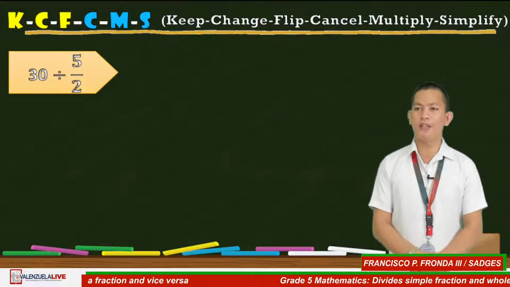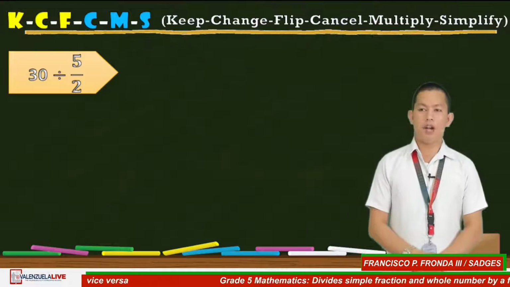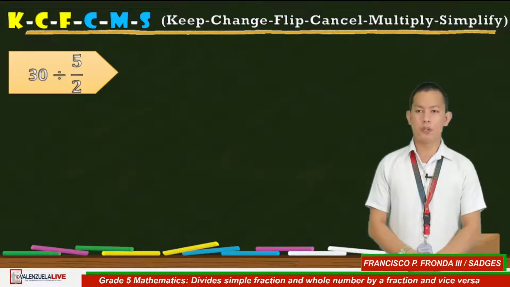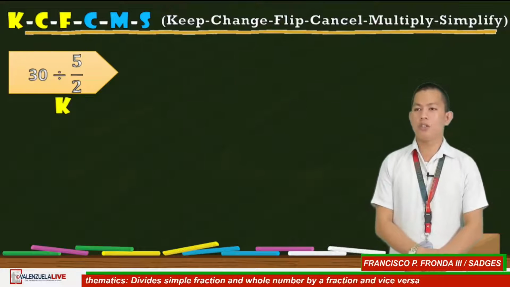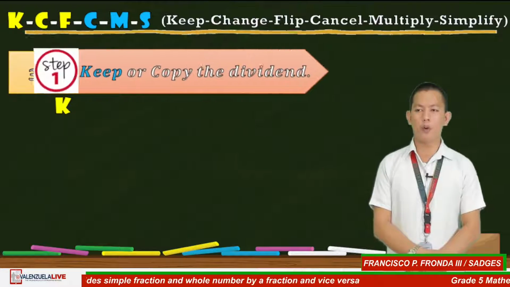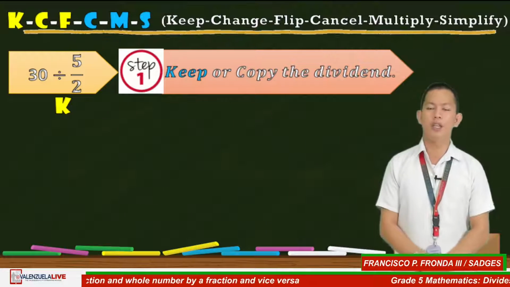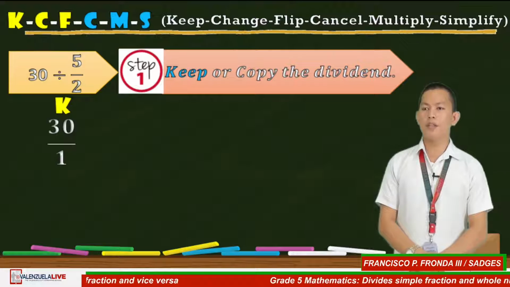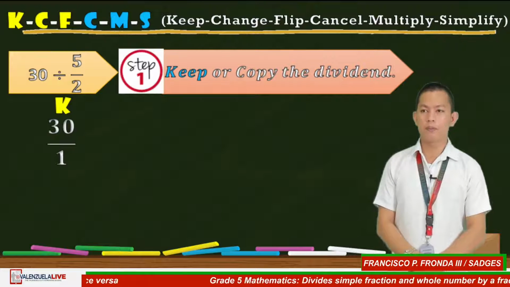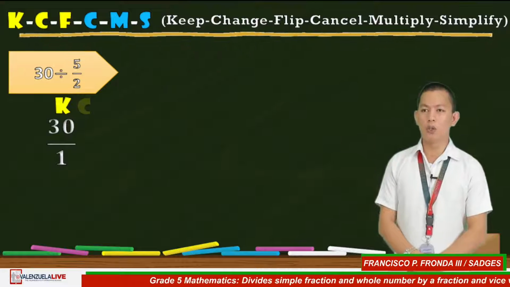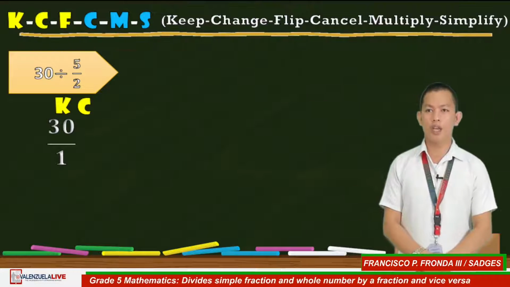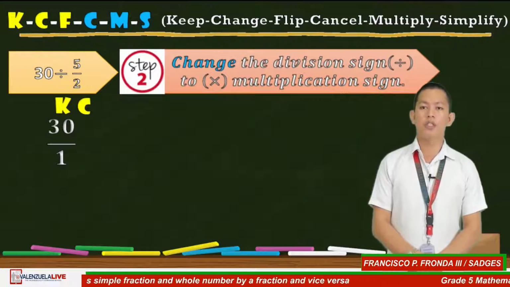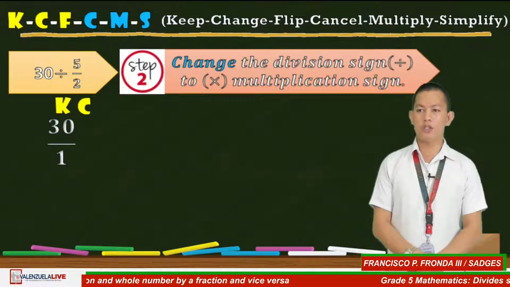This time, we're going to divide a whole number by a fraction. So the whole number 30 divided by the fraction 5 over 2. So let's proceed to letter K. This would be step number 1. You're going to keep or copy the dividend. Our dividend is 30. So we're going to keep 30 or make this one a fraction. Okay, next, step number 2. Yes, grade 5 learners, you're going to change the division sign to multiplication sign. So change division to multiplication.